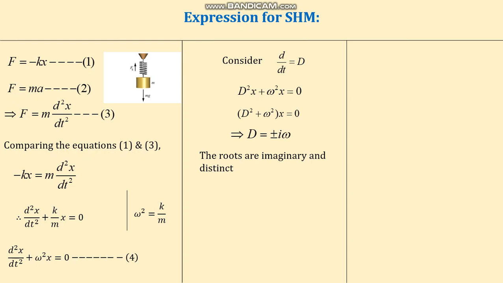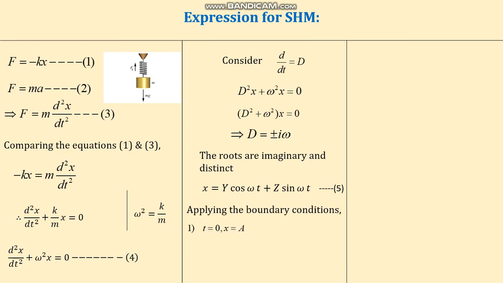The solution of this expression may be in the form x equals y cos omega t plus z sin omega t. Here y and z are constants. We need to determine the values of y and z by applying boundary conditions. The first boundary condition says that when t equals 0, the displacement is maximum. Therefore, we can write x equals A. When we substitute this boundary condition in expression 5, we get A equals y cos 0 plus z sin 0. Cos 0 is 1 and sin 0 is 0. Therefore, y equals A.